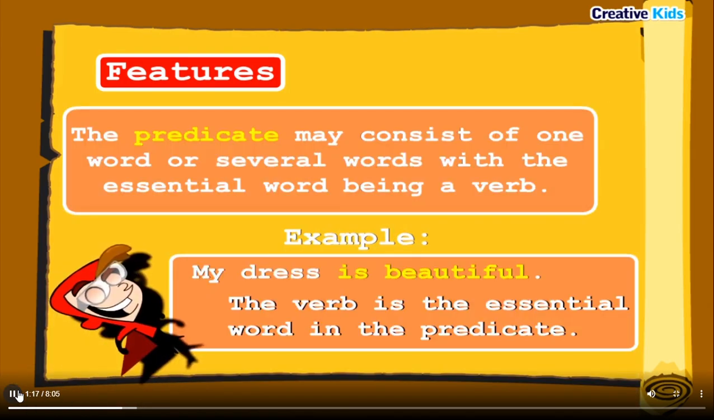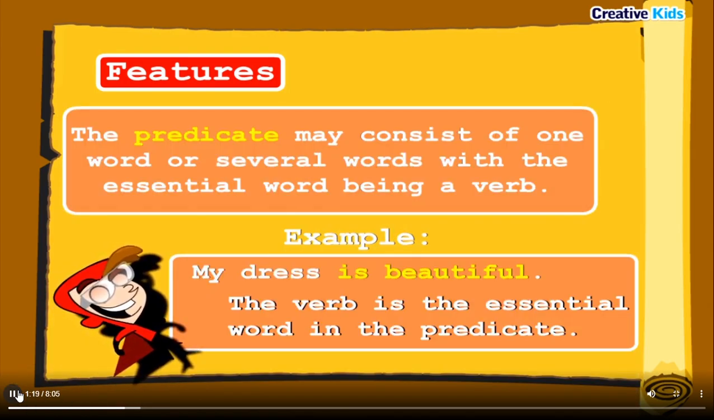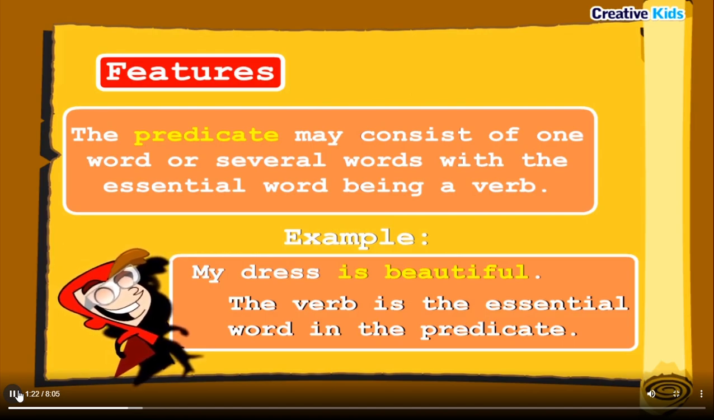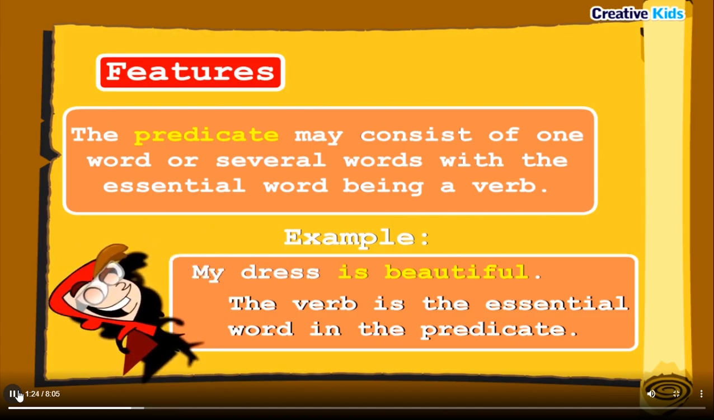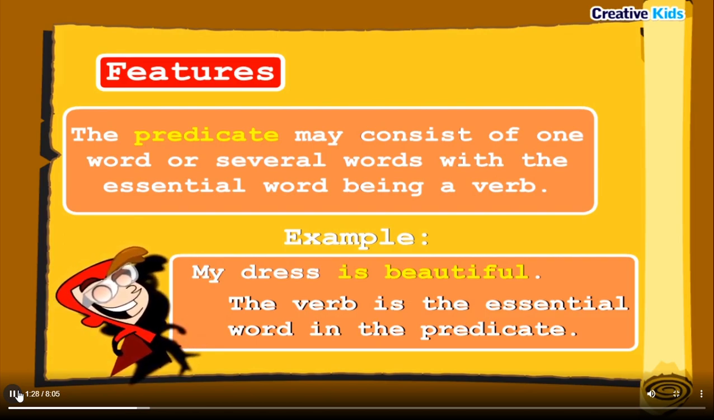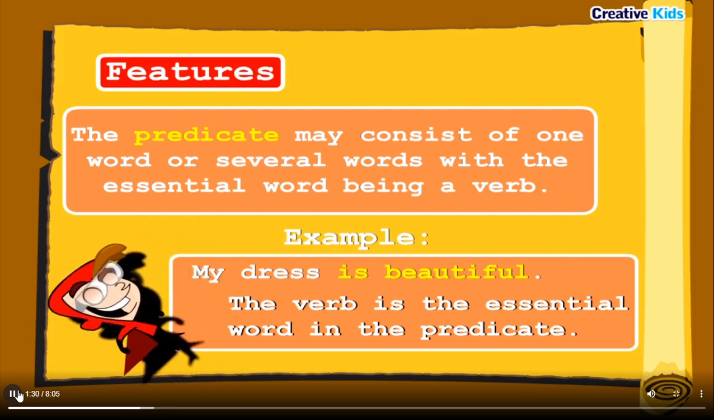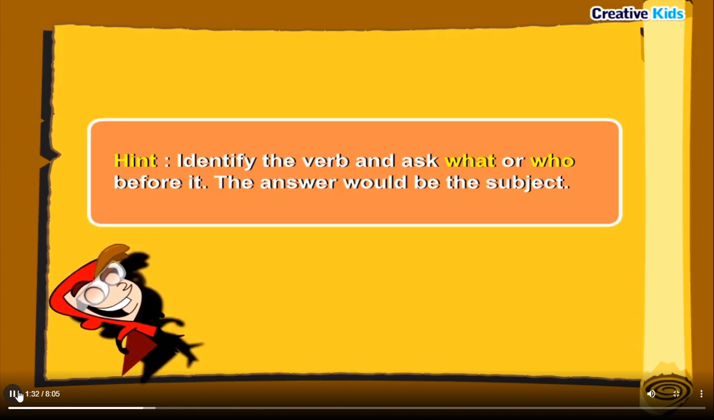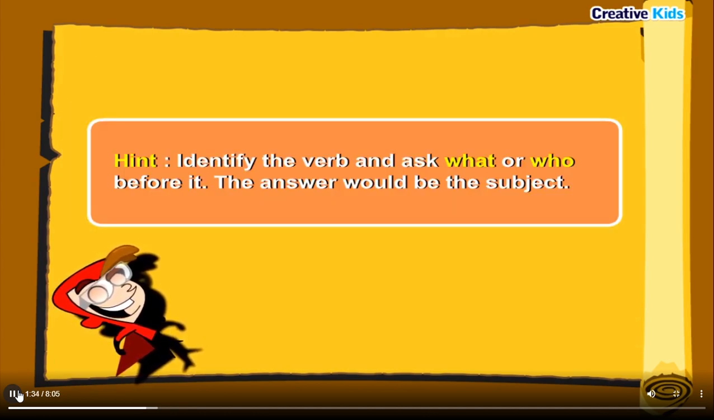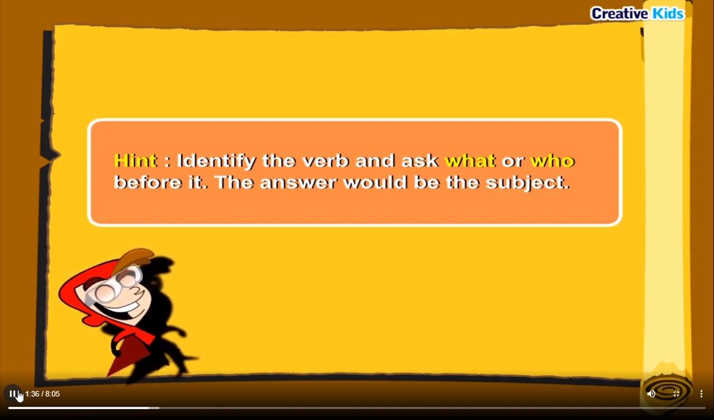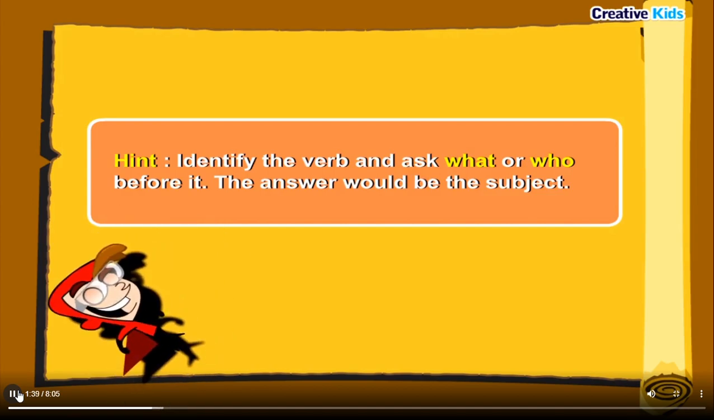The predicate may consist of one word or several words, with the essential word being a verb. Example: My dress is beautiful. The verb is the essential word in the predicate. Hint: identify the verb and ask what or who before it. The answer would be the subject.